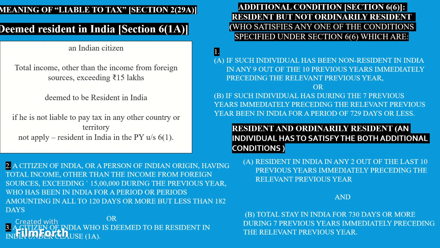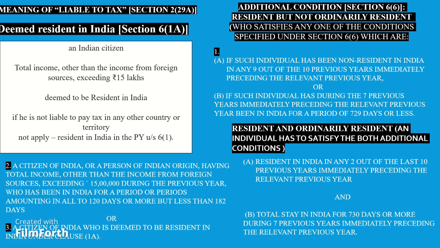Next. Section 6 Clause 1A. Deemed resident in India. An individual, being an Indian citizen, having total income, other than the income from foreign sources, exceeding Rs. 15 lakhs during the previous year would be deemed to be resident in India in that previous year, if he is not liable to pay tax in any other country or territory by reason of his domicile or residence or any other criteria of similar nature. This provision would not apply in case of an individual who is said to be resident in India in the previous year under Section 6(1).